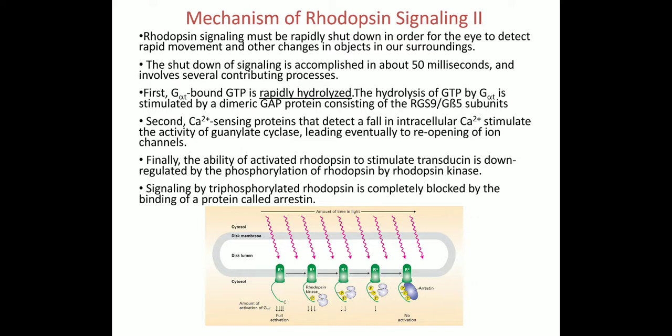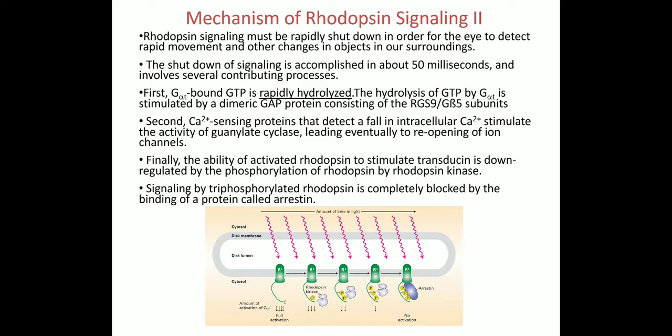Rhodopsin signaling must be rapidly shut down in order for the eye to detect the rapid movement and other changes in the objects in our surroundings. The shutdown of the signaling takes only milliseconds. It happens in about 50 milliseconds and involves several contributing processes.